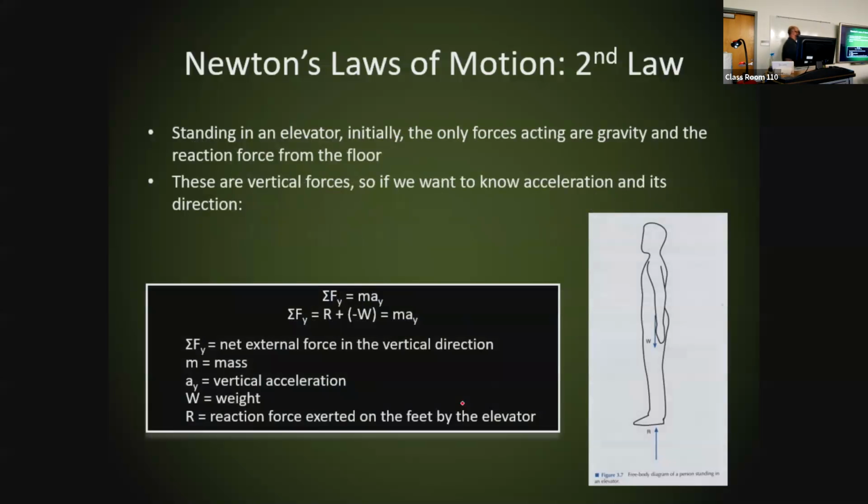Let's look at something maybe a little bit more practical. All right, so let's just say we're standing in an elevator. Initially, the only forces acting on us are gravity and the force of the floor pressing up on us. So the vertical forces: one pressing up and one pulling us downward. There we got our nice, weird looking straight body.